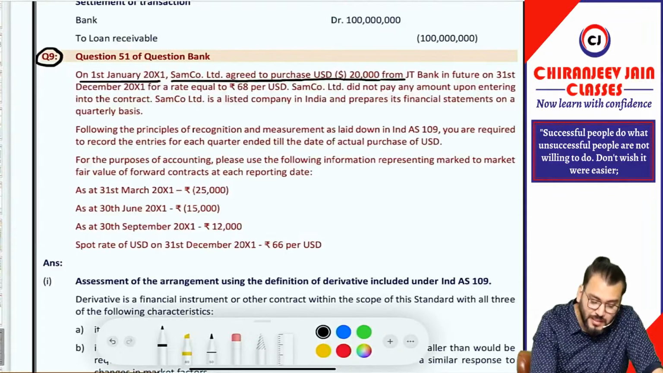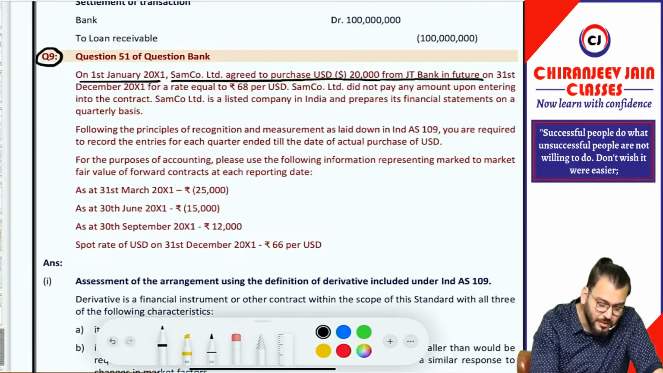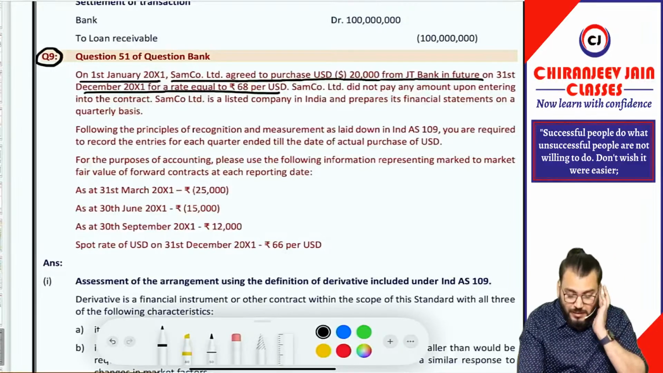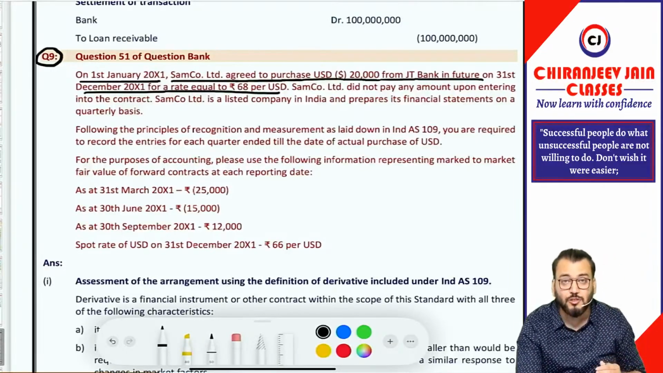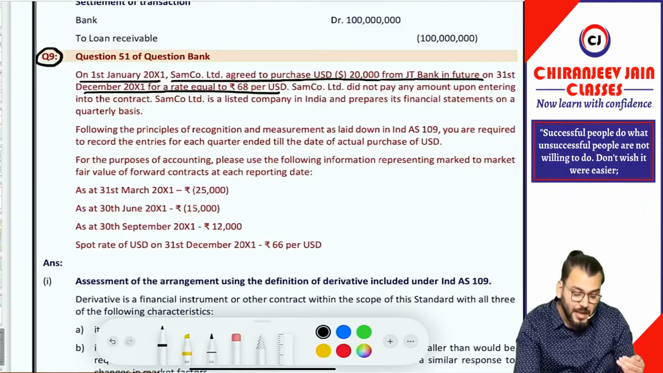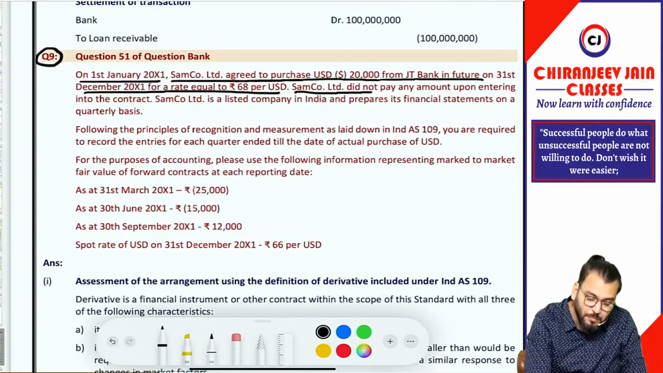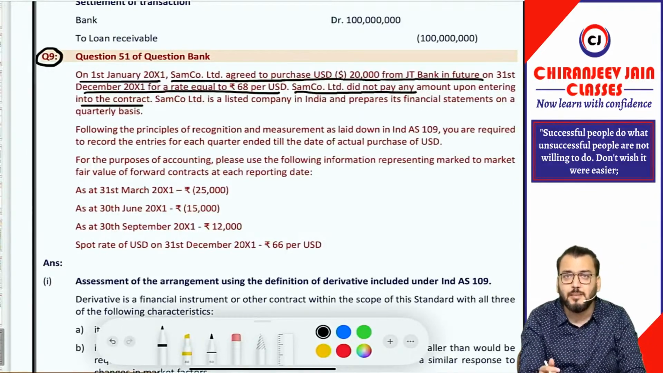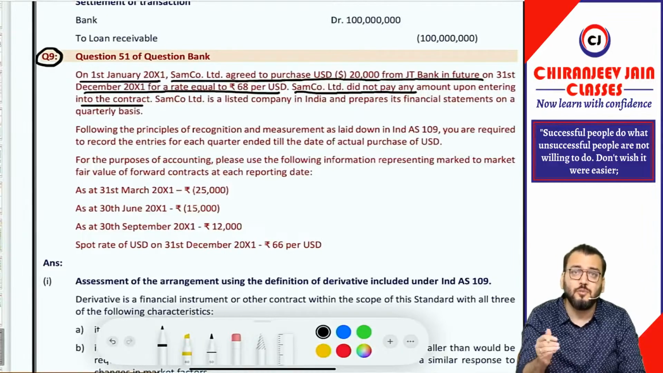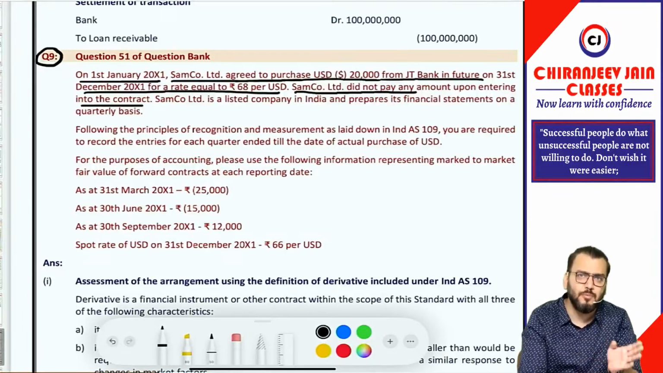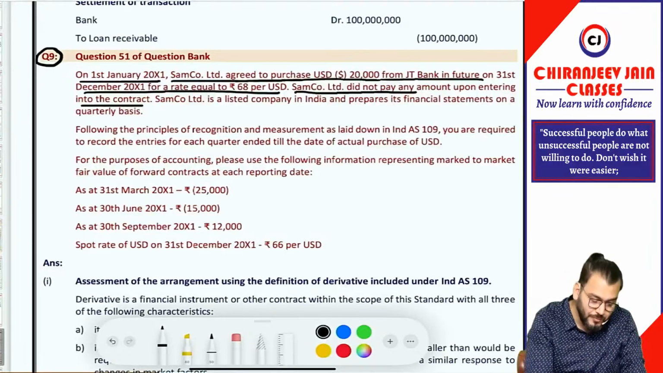$20,000 from Jetty Bank in future on 31st December 2001 for a rate equal to 68 per US dollar. So can I say it is a forward contract to buy US dollar in future at rupees 68 per US dollar. Same Company Limited did not pay any amount upon entering into the contract. Whenever in a derivative no amount is paid, it means it is a future contract. When some amount is paid, meaning if the amount of premium is paid, then it is an option. Correct. Either it can be future or it can be option.